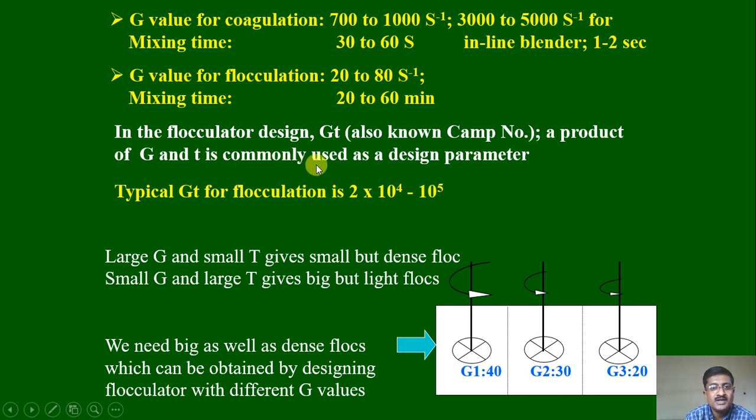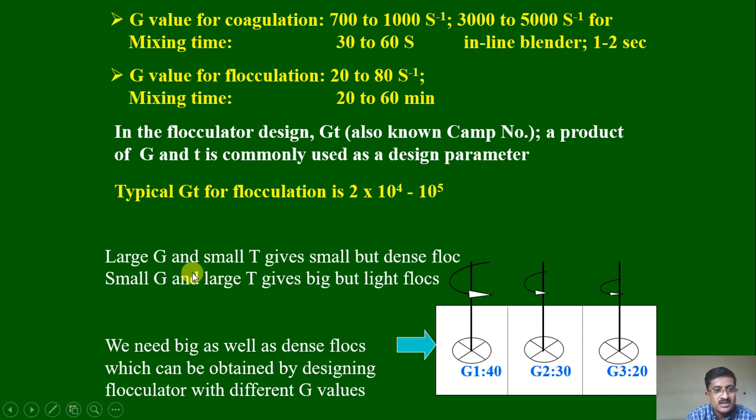So in the flocculator design, GT, also known as the Camp number, a product of G and T, is commonly used as a design parameter. Please remember this product of G and T. Typical GT for flocculation is generally 2 into 10 raised to 4 to 10 raised to 5.